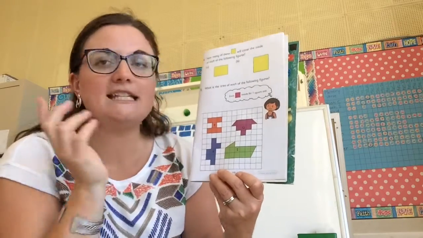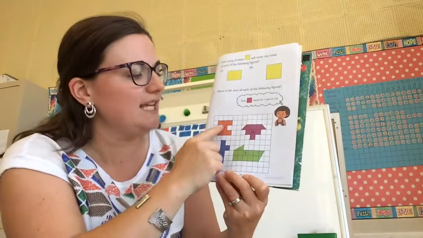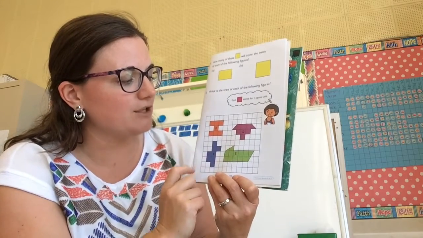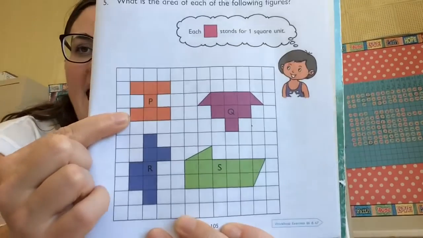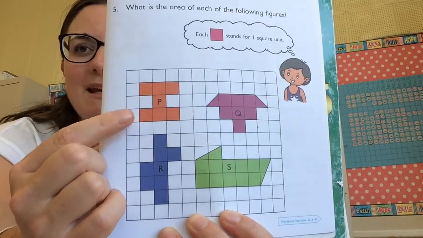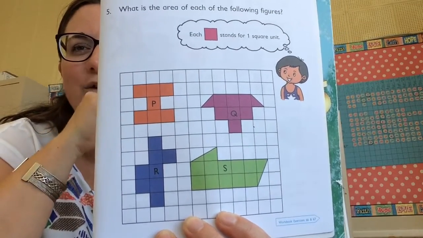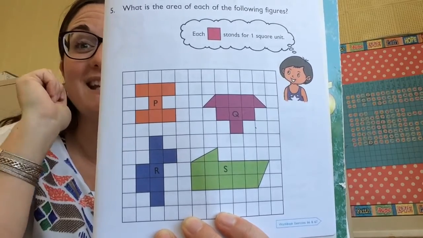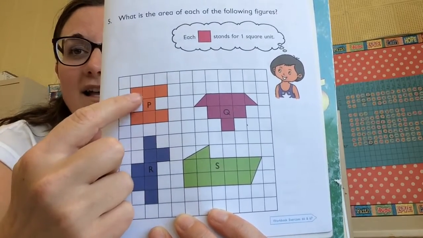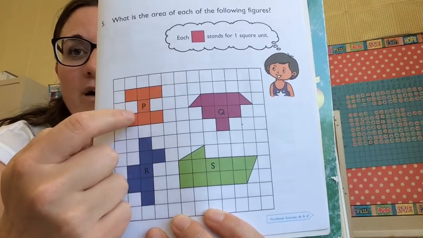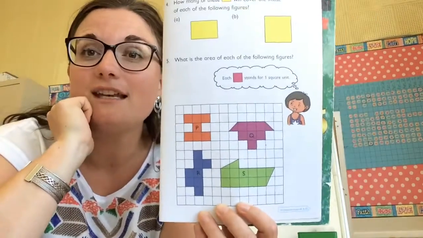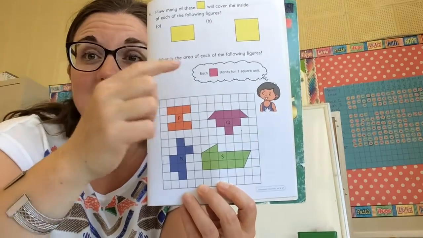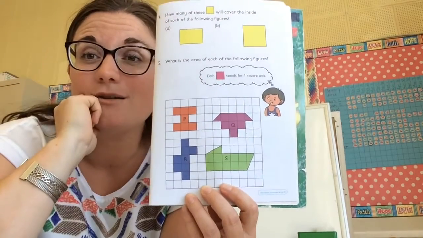And I want to find out what the area is of each of these figures. We have P, Q, R, and S. Let's start with P. What would the area of P be? What's the area? The amount of squares it covers, right? 1, 2, 3, 4, 5, 6, 7. P is 7 square units, and it's telling me that each square is a square unit.